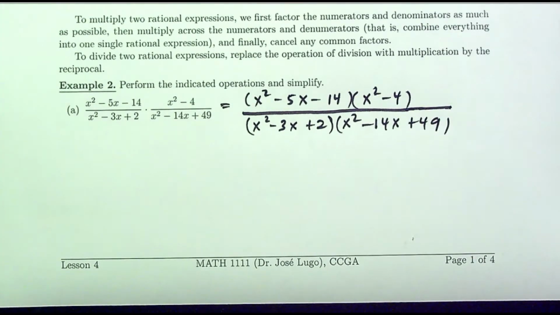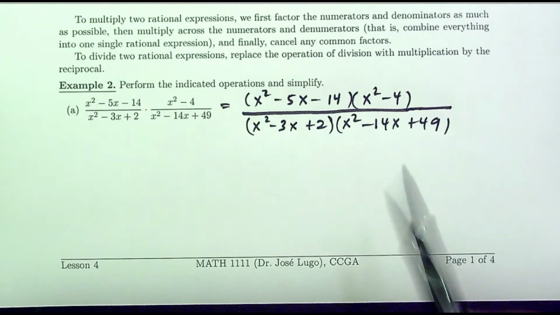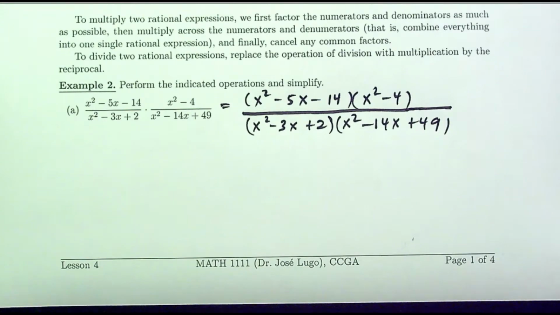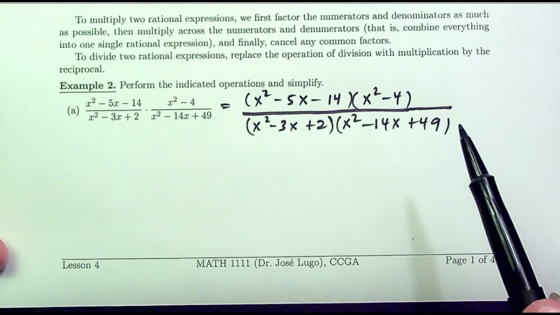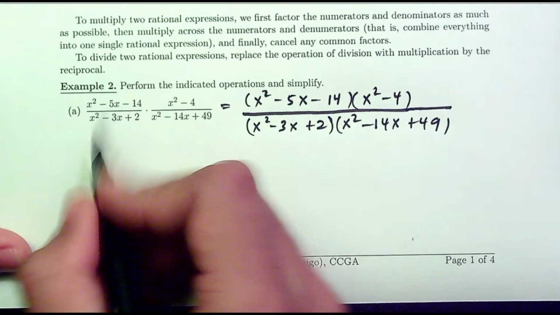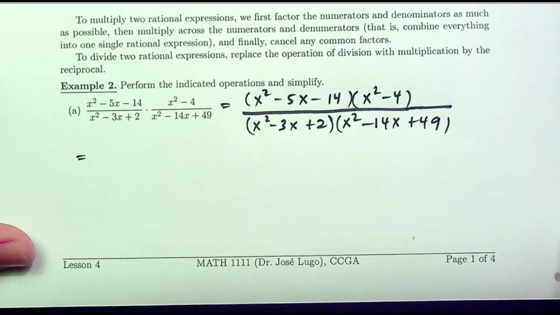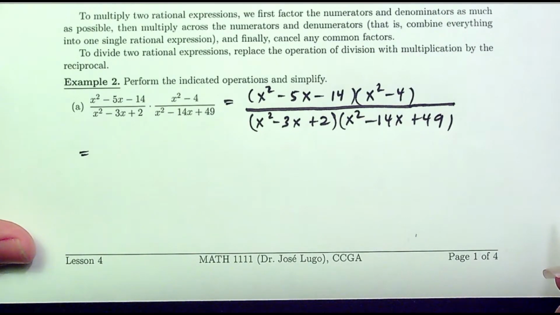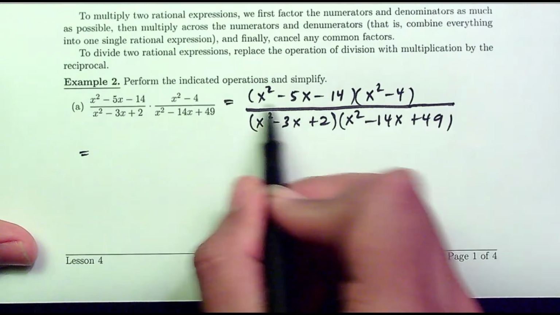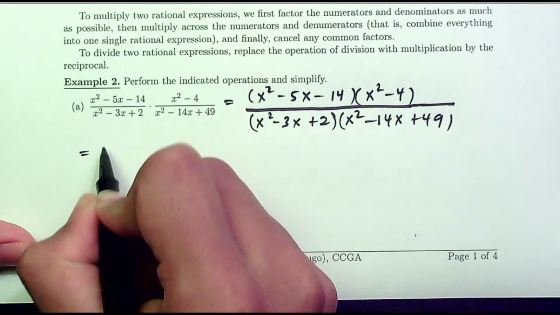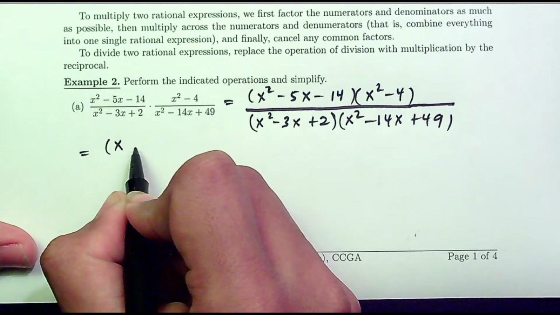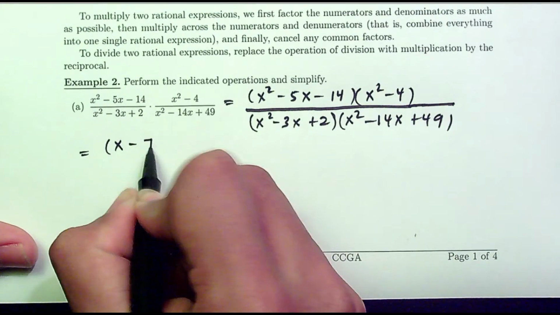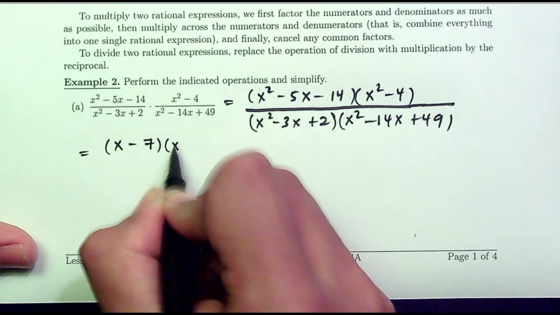All right, so now what you see, we have just one rational expression, which we have to just simplify. And we simplify it by factoring everything as much as possible and canceling any common factors. So let's go ahead and factor everything as much as possible. These two, that factors as x minus 7, x plus 2.